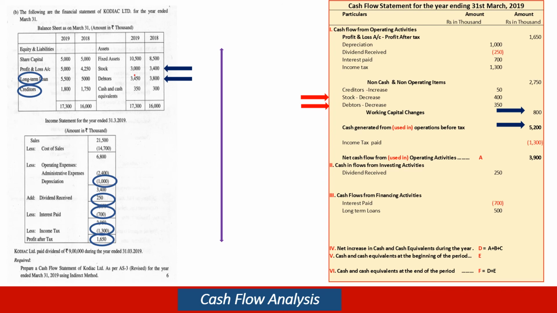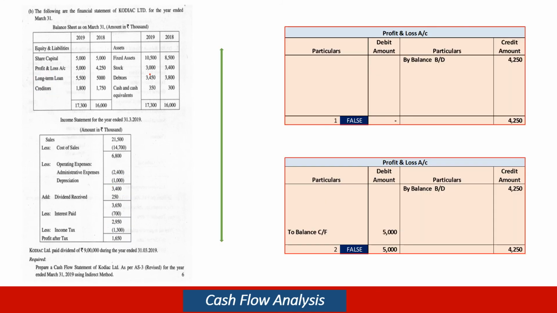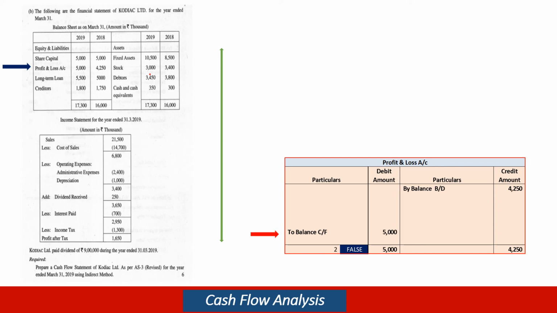Put a total there. With that, operations is over, working capital is over, your cash generation before tax is 5,200, you paid a tax of 1,300. 3,900 is net cash from operating activities. Now, with that, we have to go to the profit and loss account, because there is a dividend. Profit and loss account, opening balance is 4,250. We have posted it. Closing balance is 5,000.